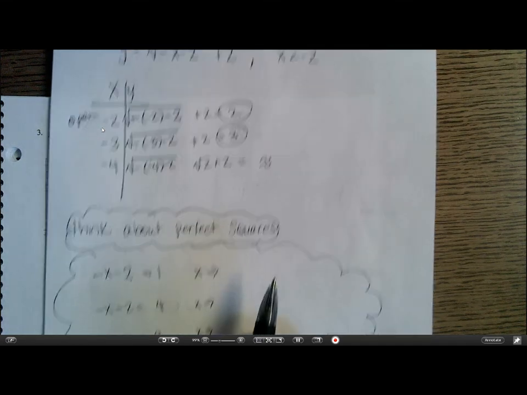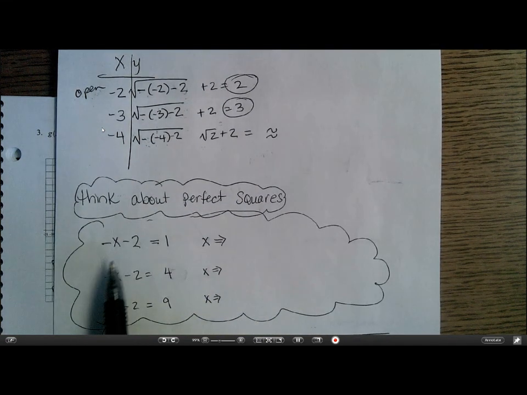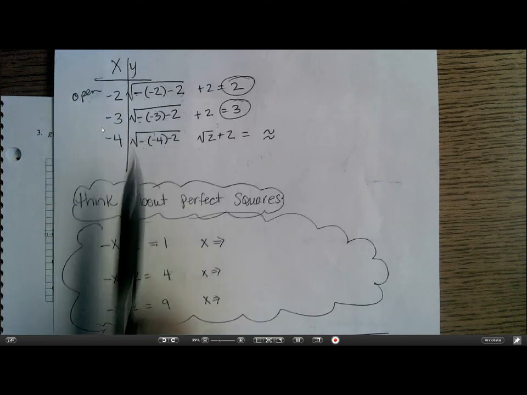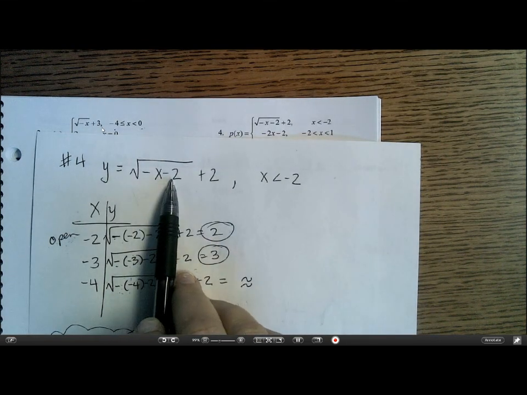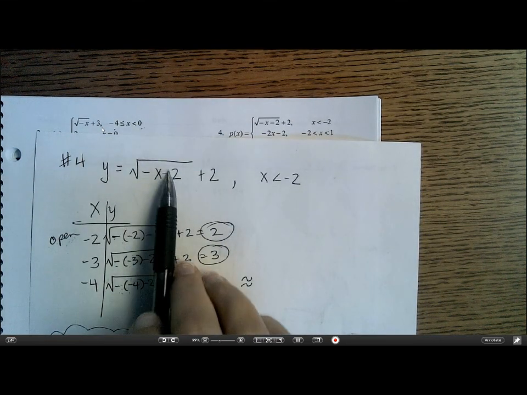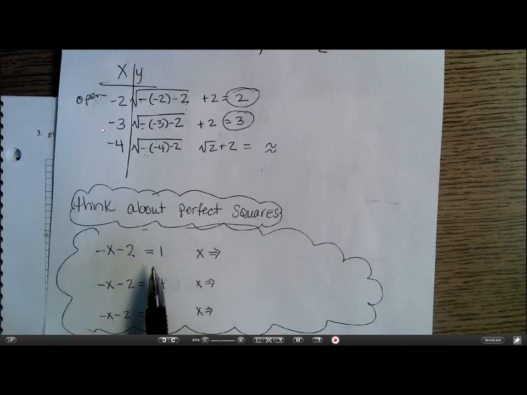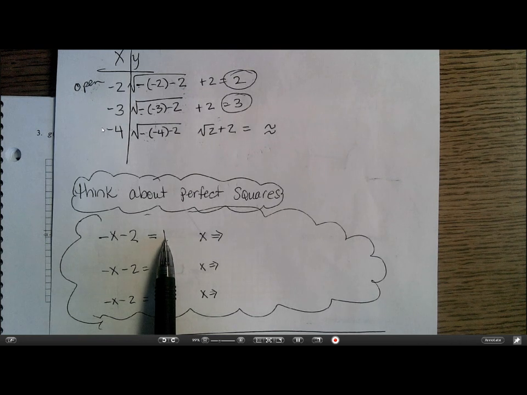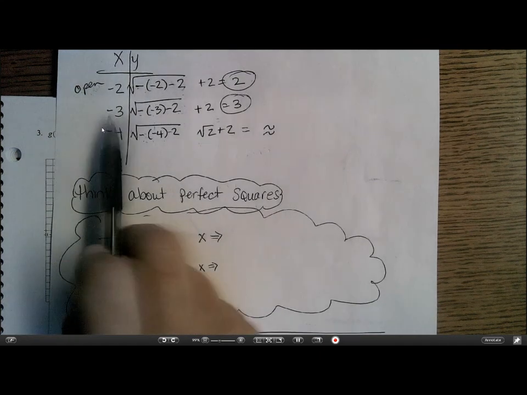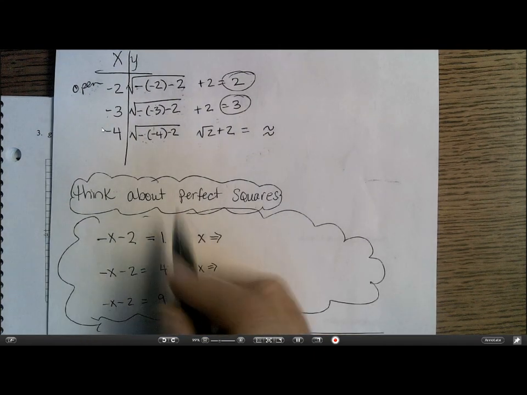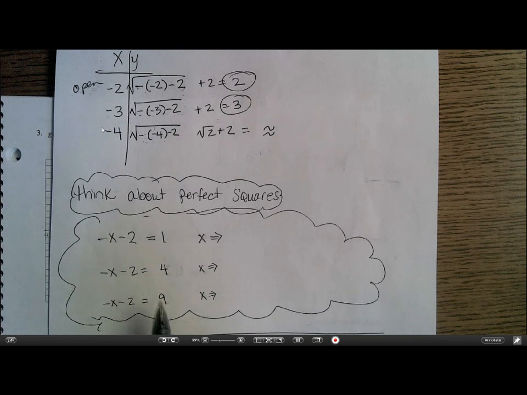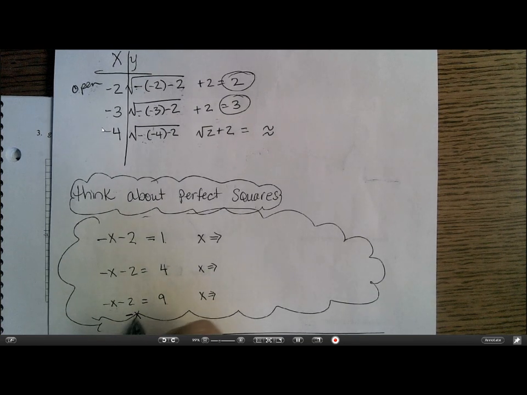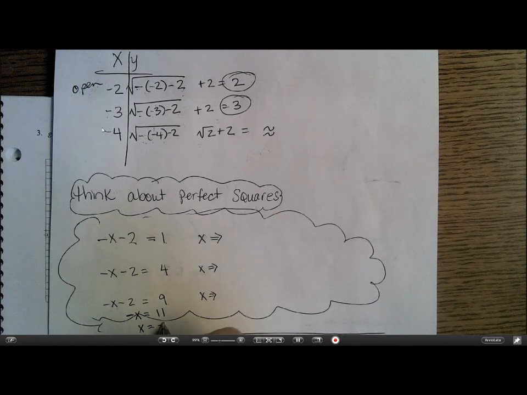So you want to be able to think about your perfect square. So basically, I wanted to figure out if I were to go -x minus 2, what number for x is going to give me a perfect square? So I would just set the inside equal to whatever I want it to get. Well, I want it to be a 1. And so that's going to end up giving me that -3. So what I'm going to do is want to get a 9. So that means I'm going to solve for x. When I add 2, I get 11. Divide by a negative, so I'm going to get negative 11.